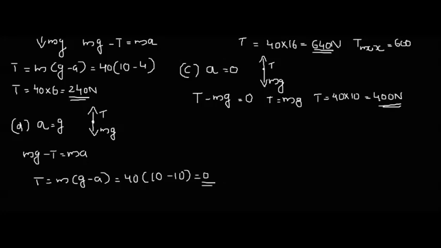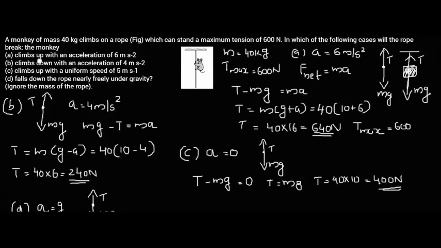Okay, so among the given 4 situations, only in the first situation the rope will break, because when the monkey is climbing up with an acceleration of 6 meters per second square, the tension offered is greater than the maximum value of tension that the string can afford. Okay.